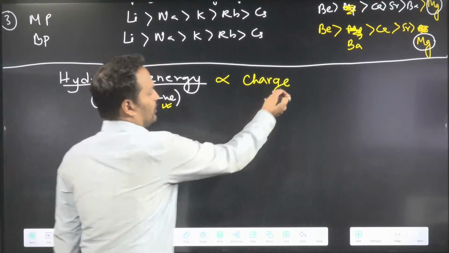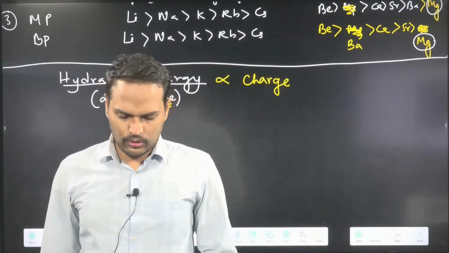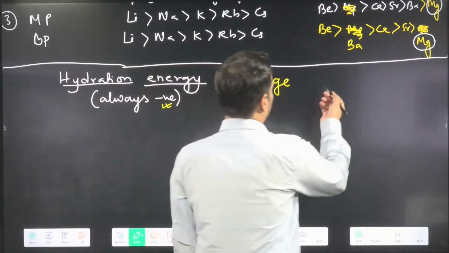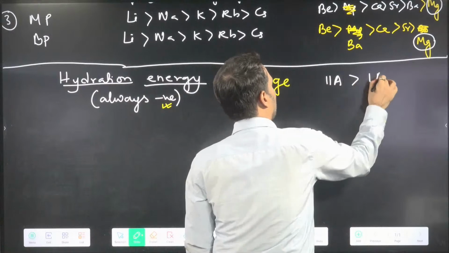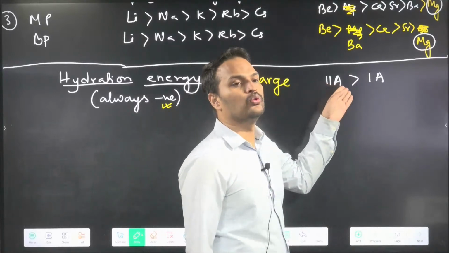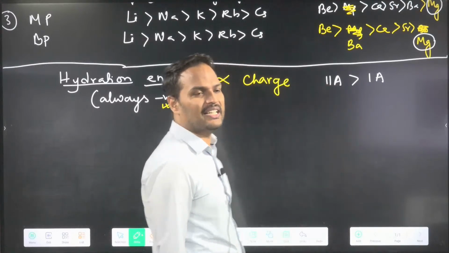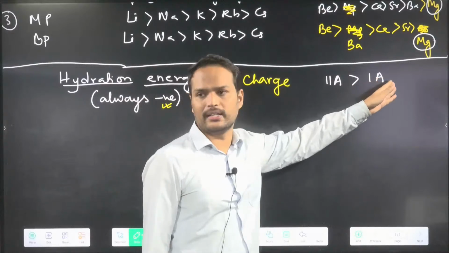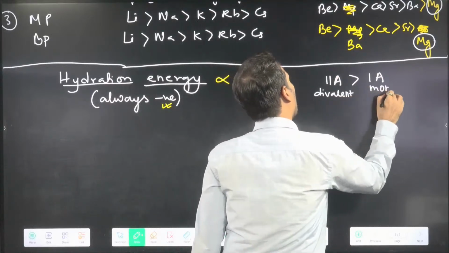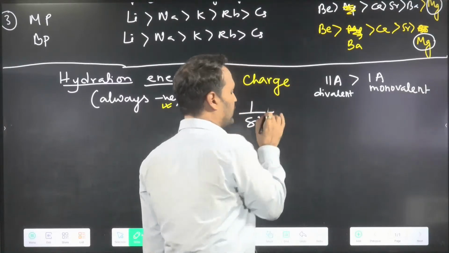Okay, fine. So now you can tell, group 1 and 2, who will have more hydration energy? You will say, sir, this is a very easy question. 2A will have more than 1A. Why? Because the charge is +2, the oxidation state is +2, and in this case it is +1. This is divalent, and this is monovalent.